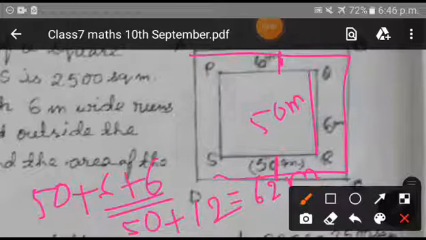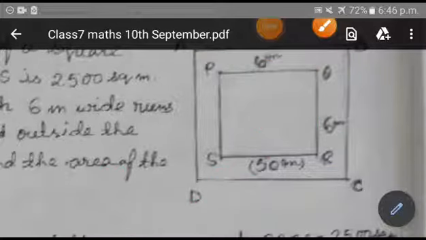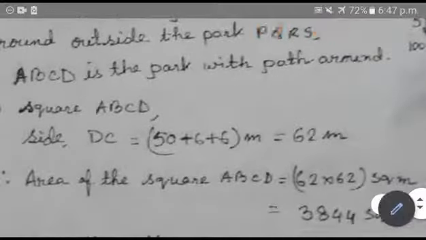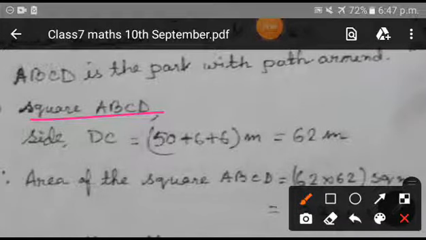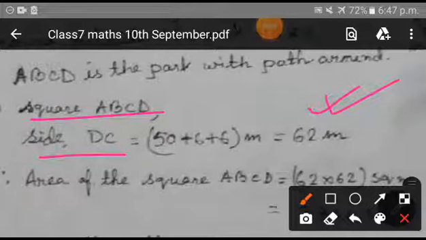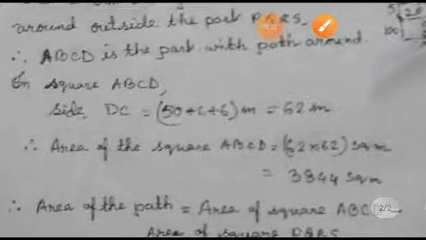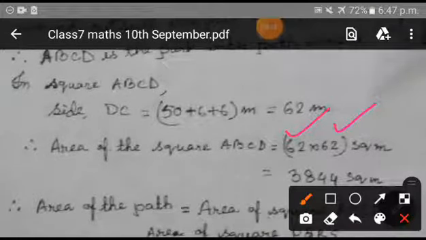Now one side you have got, and all the sides will be the same, because this is a square, right? In a square we know that the lengths of all the sides are equal. So in the external square ABCD, the side will be of length 62 meter. Now when the side is obtained, we can easily take out the area of the square. So in this case area will be side square, that means 62 into 62, which is 3844 square meter.